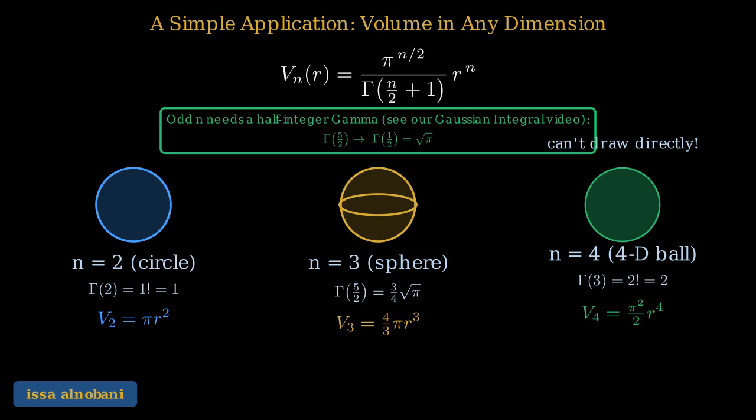For n equals 3, we need gamma of 5/2, which requires gamma of 1/2, and we already proved, in our earlier Gaussian integral video, that this famous integral equals the square root of pi. Using that result, we get 4/3 pi r cubed, the familiar sphere volume. And for n equals 4, gamma of 3 is 2 factorial, which is 2, giving us pi squared over 2, times r to the 4th, the volume of a ball we cannot even draw, in a dimension we cannot directly see, computed exactly using the very same formula.